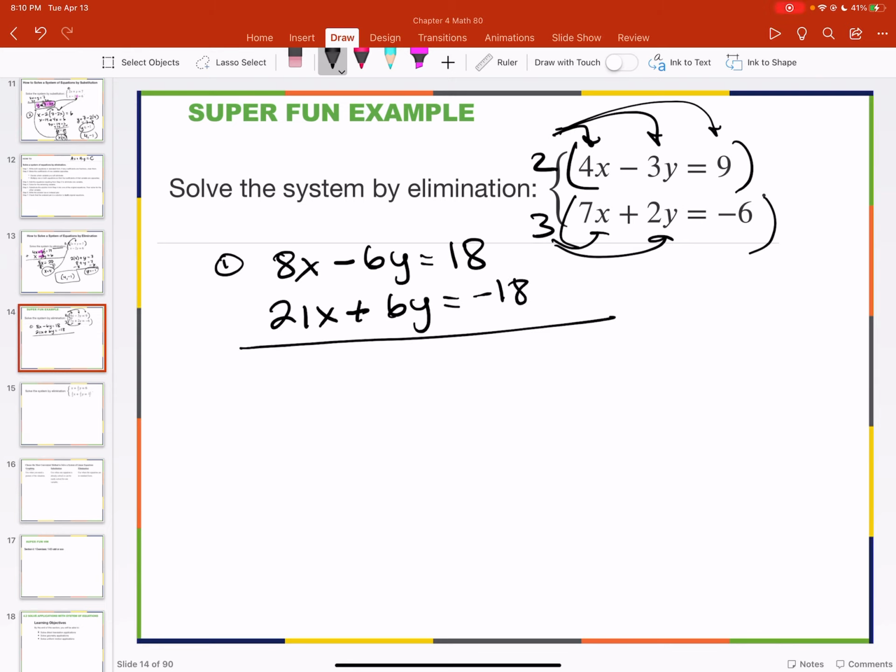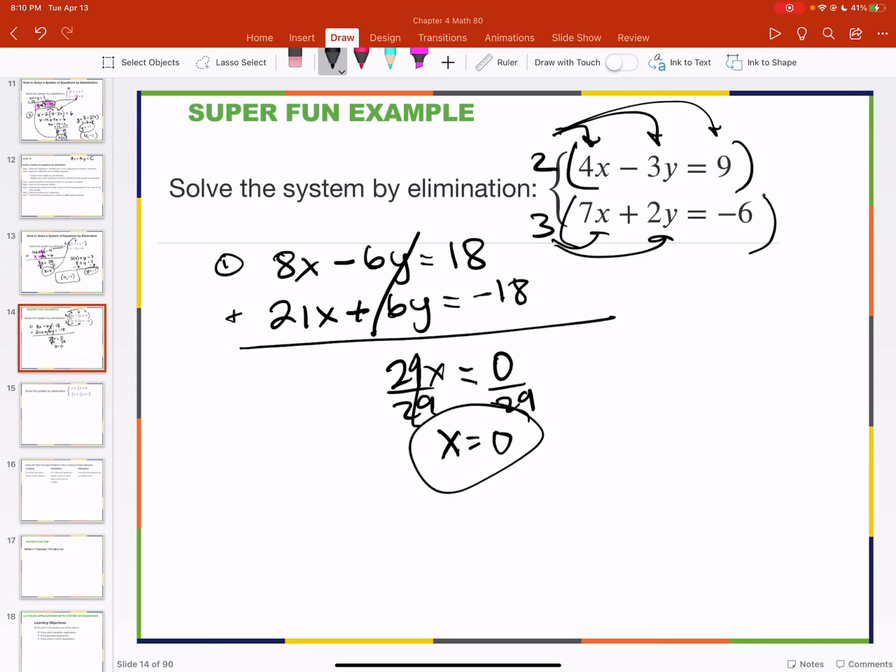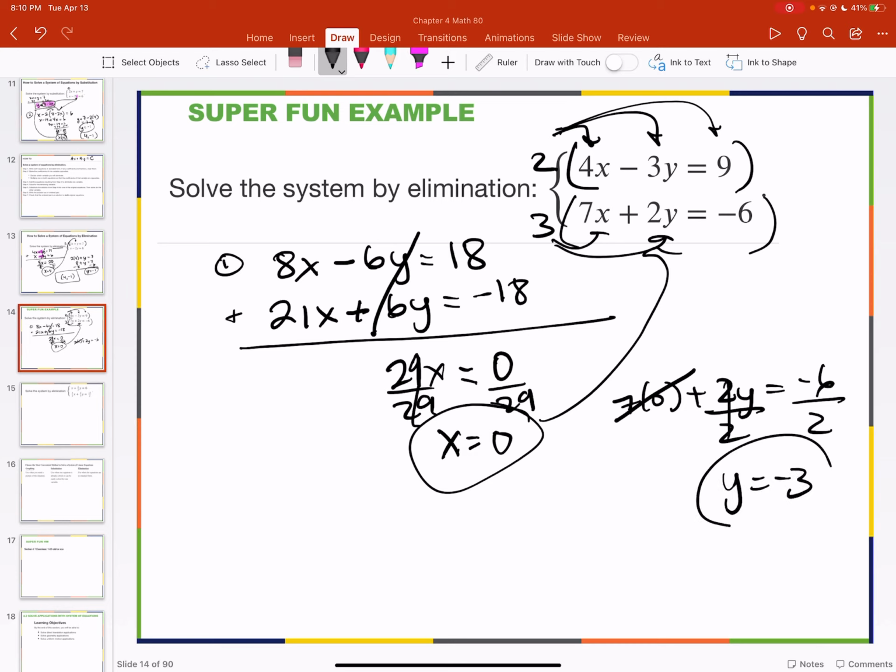Okay. So then when I combine these together, what am I going to get? These will cancel. This is actually going to become 0 on the right side of the equation because 18 minus 18 is 0. And then here we're going to have 29x. But 0 divided by anything is still 0. So we get x is equal to 0. That's fine. So let's go ahead and solve for y. I'm going to plug it into the second equation. 7 times 0 plus 2 times y is equal to negative 6. This becomes 0. Then we just need to divide by 2. So y is equal to negative 3. So my answer is 0, negative 3.